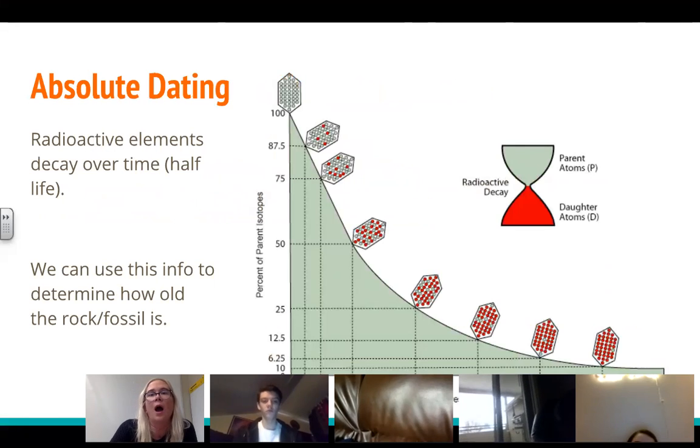Okay. Absolute dating is based on this concept of radioactive elements that decay over time, right? Pop a one in the chat if you've ever heard the term half-life.